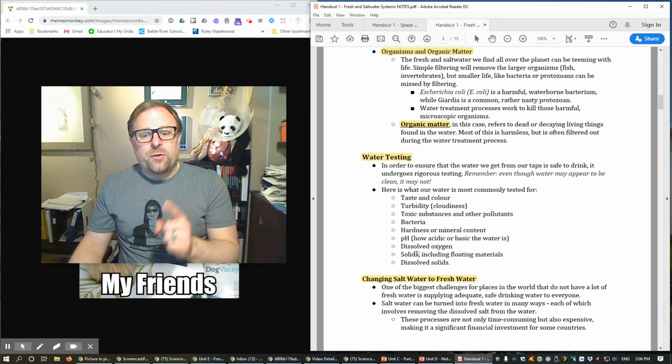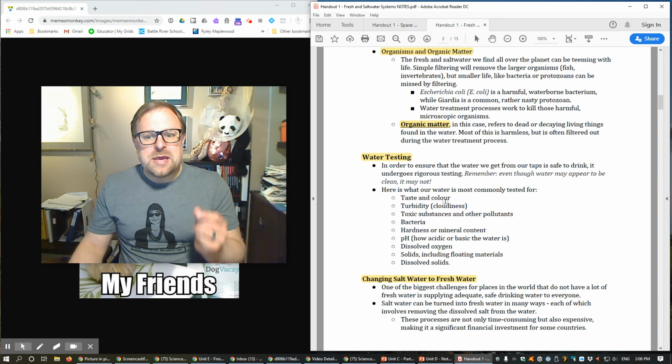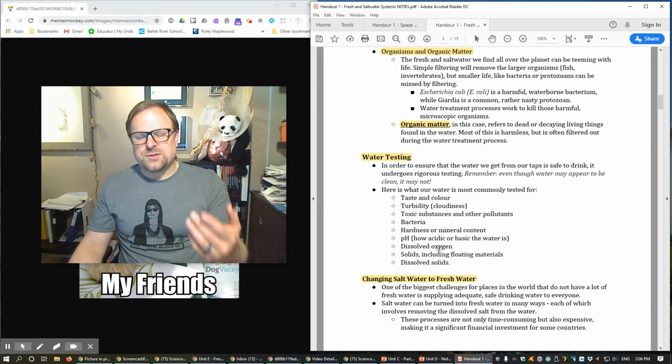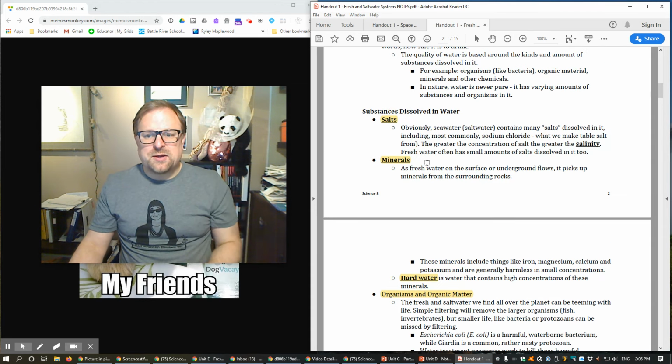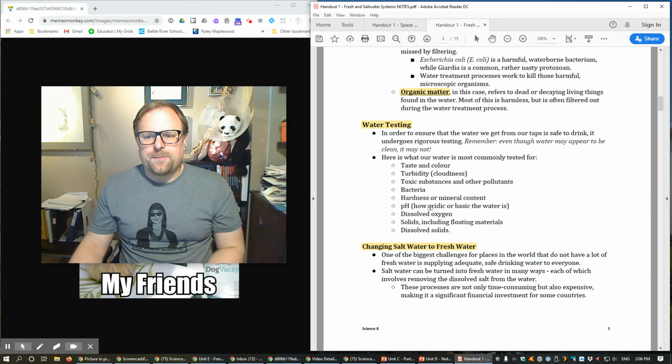Tell me a little bit about the things that we test in order to figure out whether water is clean, and see if you can link some of these ideas here, like taste and color or dissolved oxygen, to maybe some of this stuff up here that's dissolved in water normally.